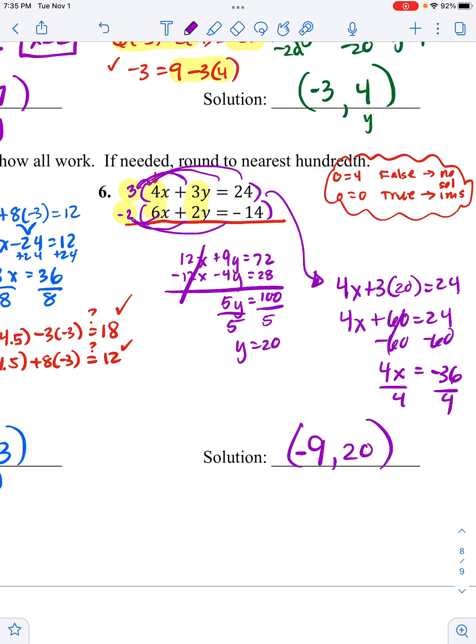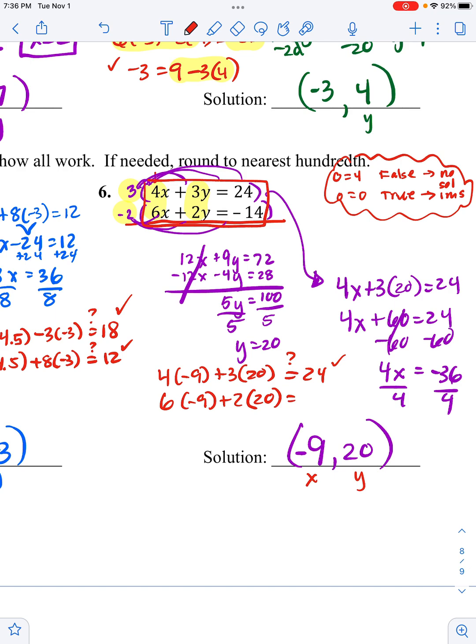So I'm going to go ahead and check and make sure that those work. So I go back to my original problems, like before I made any changes, and I put this in for x and I put this in for y. So 4 times my x plus 3 times my y, does that equal 24? So I'm doing that on my calculator, and I got 24. Bottom equation, 6 times my x plus 2 times my y. Does that equal negative 14?